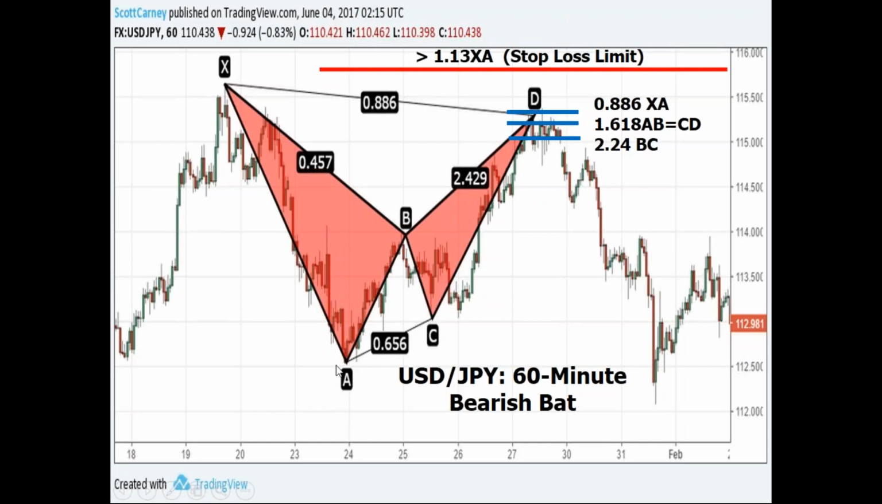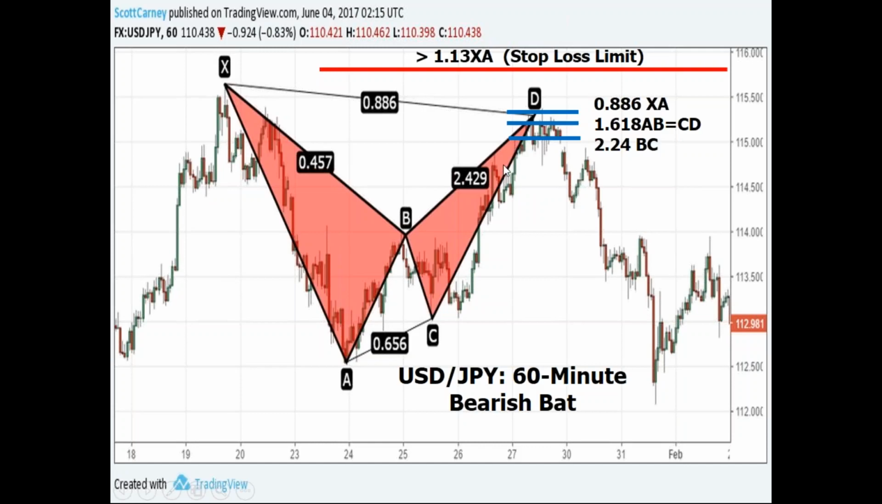So this distance from A to B times 1.618 puts you all the way up here around 115.30. Your 886, that was about 115.40. And then your other harmonic measure, that's a 2.24. Okay, that comes in a little bit lower. That defines three numbers, three harmonic measures that define the ideal range.